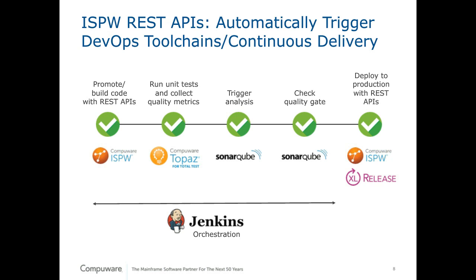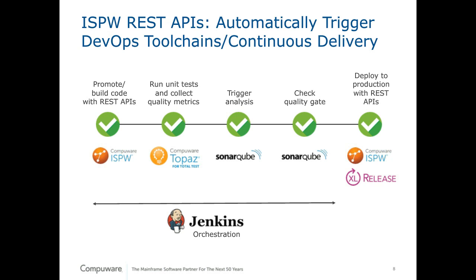That's the default standard. We don't care really where the product is, we just want the data, we just want to initiate an action in your product. So we will now demonstrate, using Jenkins orchestration, how we can promote build code using REST APIs with Compuware ISPW.